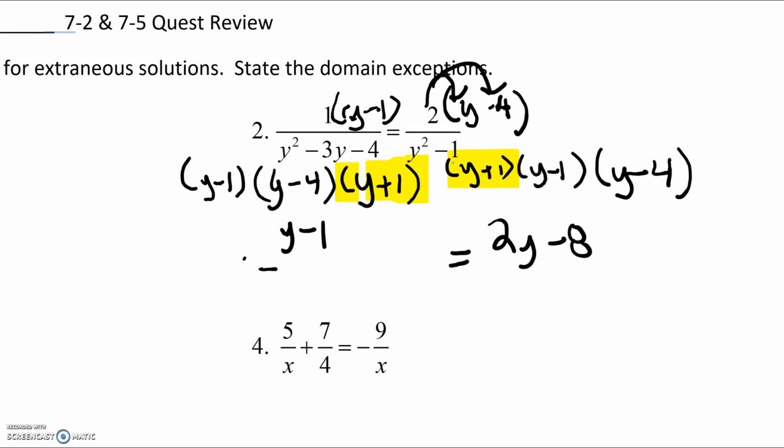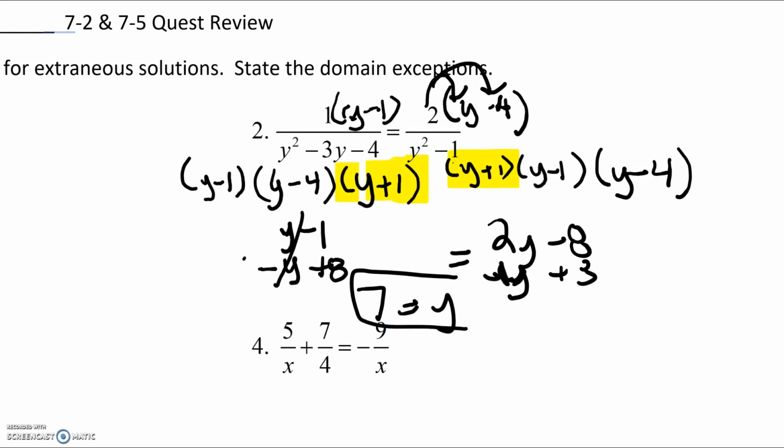So now you're going to move your y's to one side of the equation. So I'm subtracting y, and then I'm going to add the 8 to the other side. Okay. So that's going to give me 7 equals y. Okay, remember we do want to make sure that that works in our equation.